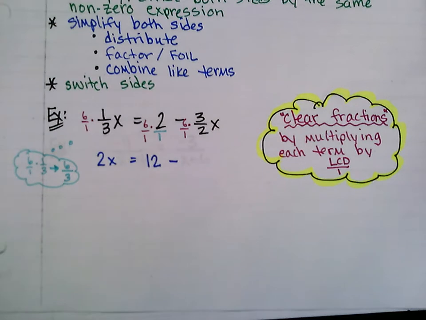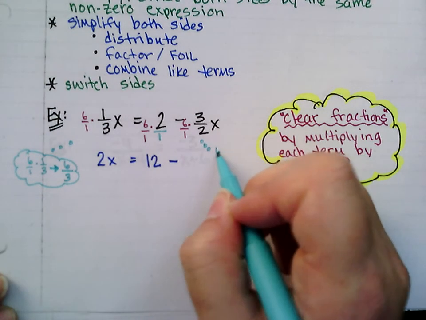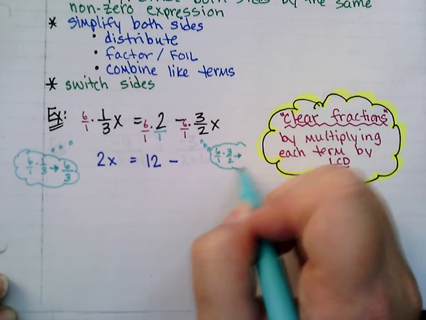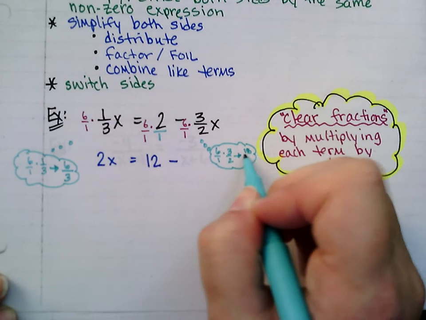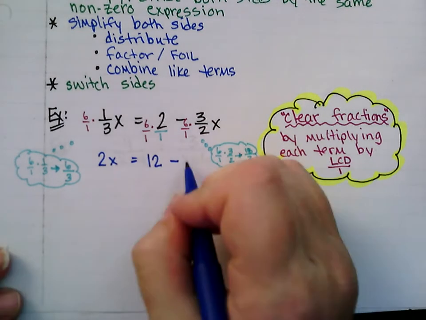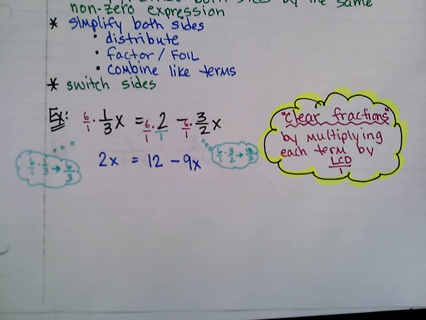So that's minus. And then again, thinking back to doing 6 over 1 times 3 over 2, which is going to give me 18 over 2. That simplifies to 9. Don't forget your x that's attached. So 2x equals 12 minus 9x. Then this problem is a lot more simple to work with.